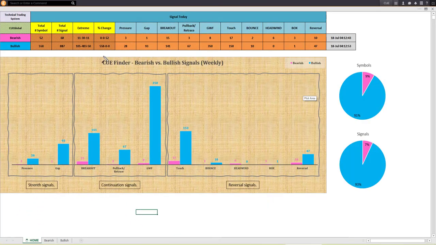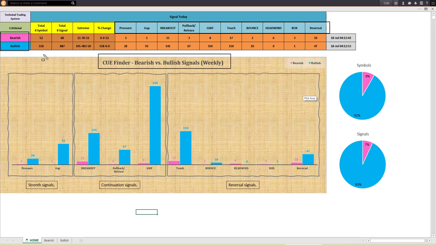This is the weekly finder chart. It shows all the Q signals, both bearish and bullish signals across 1000 plus stocks. Using the weekly interval, you can see that 91% of the symbols and 93% of the Q signals are bullish. If you look at the different categories, strength signals are clearly more bullish than bearish. Trend continuation signals, again, undoubtedly more bullish than bearish. And even reversal signals are more bullish than bearish. At the weekly level, the picture is very bullish.